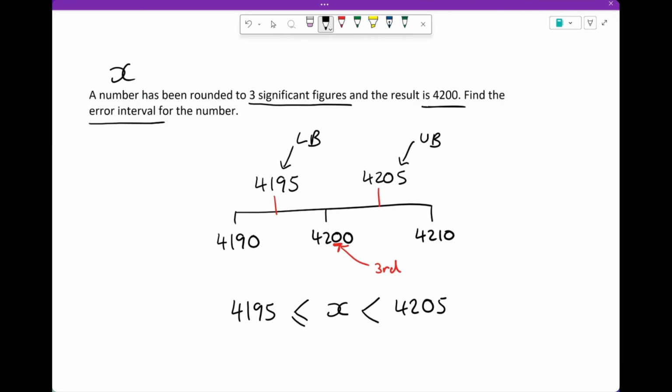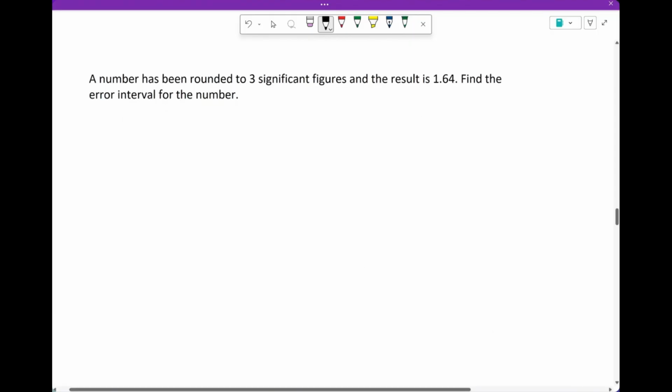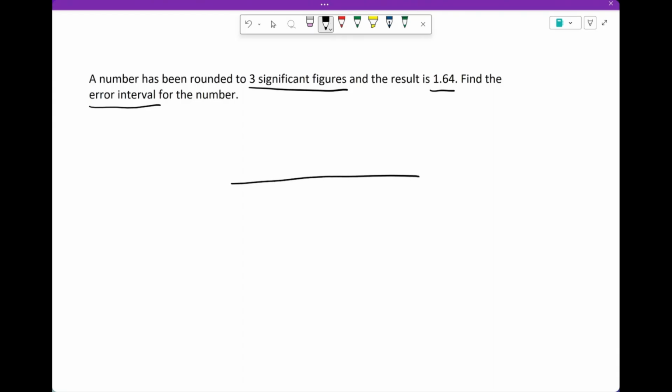Let's have a look at another question. So a number has been rounded to 3 significant figures, that's our degree of accuracy, and the result is 1.64. So we're considering decimals again, and we need to find our error interval. So let's draw a number line, and we're going to put the 1.64, the number we're dealing with, in the middle. Then the degree of accuracy is the third significant figure, so let's identify where that is.